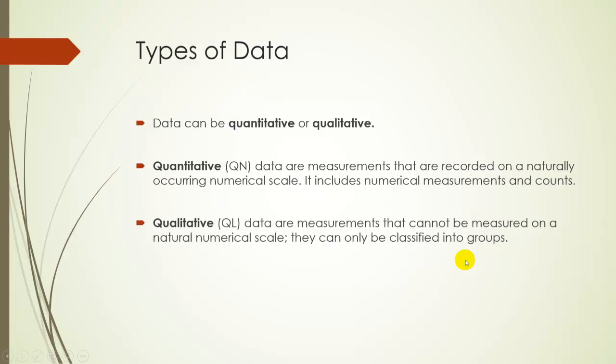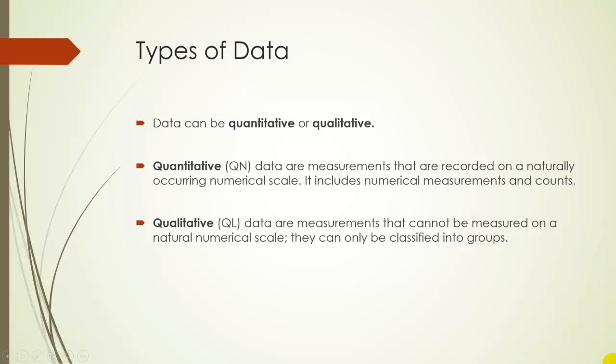Qualitative data are measurements that cannot be measured on a natural numerical scale. They can only be classified in groups. In other words, if I decide to assign like the color red equal to 1 and orange equal to 2, those aren't natural numerical scales. So even though they are numbers, they're not truly acting like numbers. They're really just categories. So that would be qualitative.